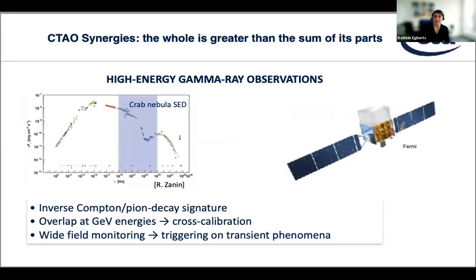High energy gamma rays are interesting because you see here in the Crab spectrum this transition from synchrotron to the inverse Compton regime when we are talking of electrons. Or we can maybe identify here in this rise whether this is hadronic or leptonic in nature, in the shape of this transition, so that we can look for a pion decay signature as we would expect it from hadronic cosmic rays. Interesting is also that here we can already have overlap with CTA, which allows for cross calibration. And again, we have the possibility of triggering on transient phenomena.